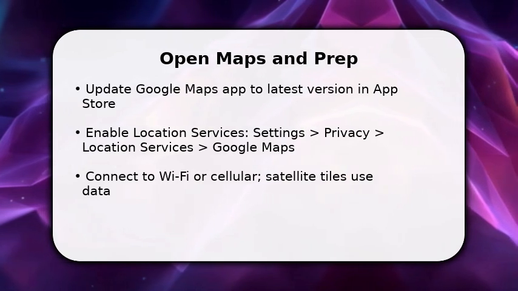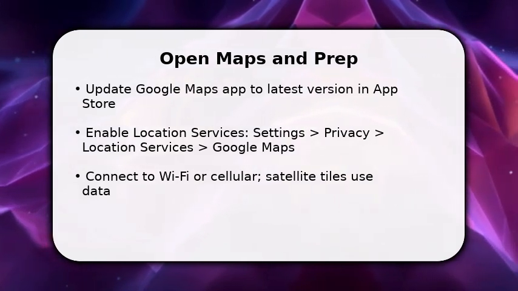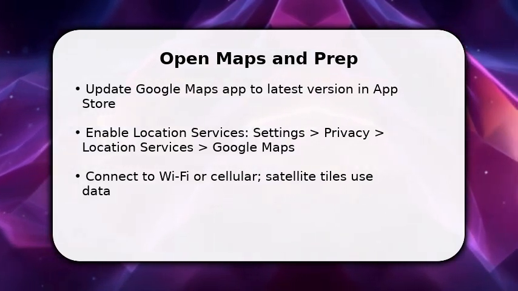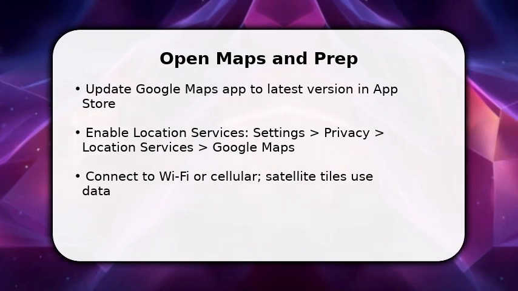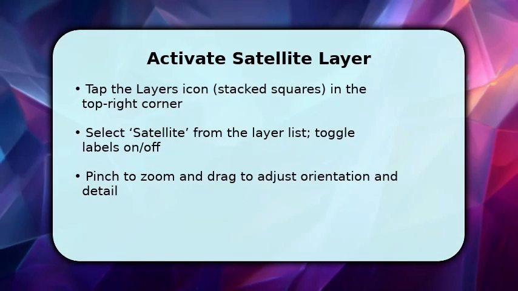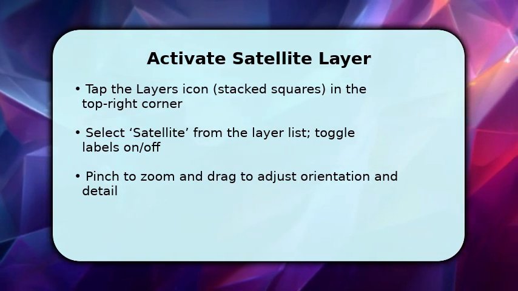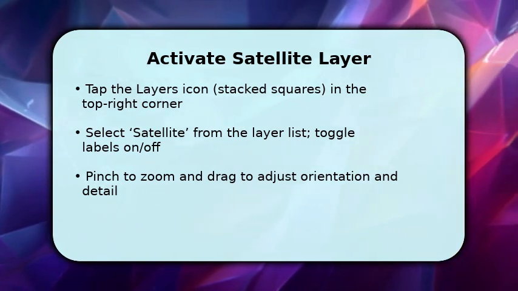Now tap the map to reveal controls. This first move exposes the layers button. You're ready for the next step, which turns the standard map into satellite view. Tap the layers icon in the upper right and select satellite to switch imagery immediately.